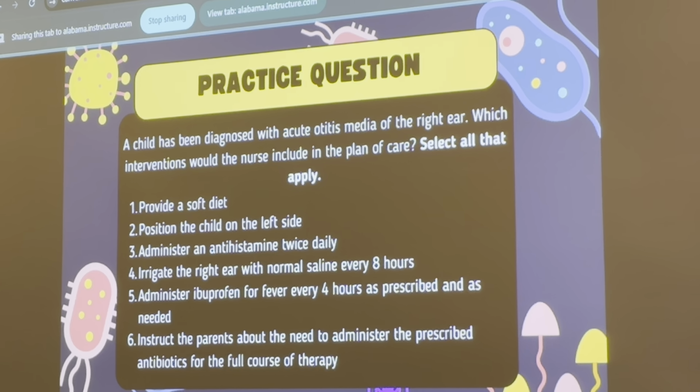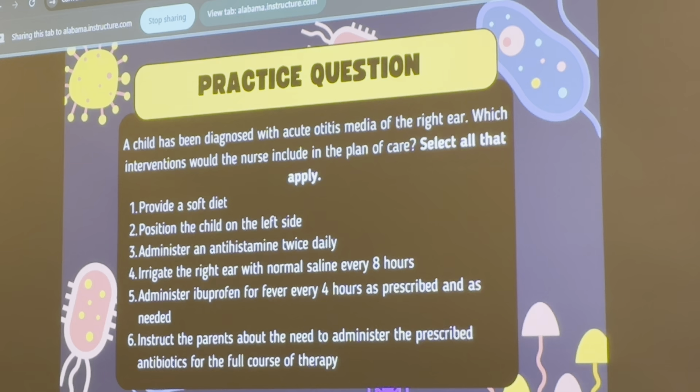Irrigate the right ear with normal saline every 8 hours. No. No, good. Administer ibuprofen for fever every 4 hours as prescribed and as needed. Yes. Makes sense, right? It's a good analgesic, and it also helps reduce that fever.